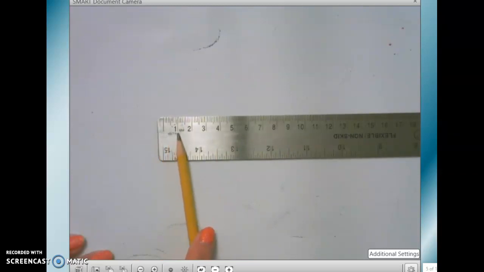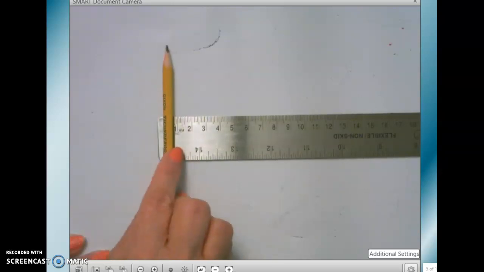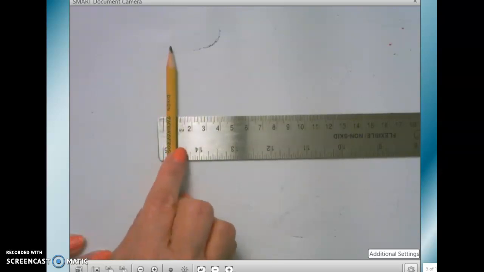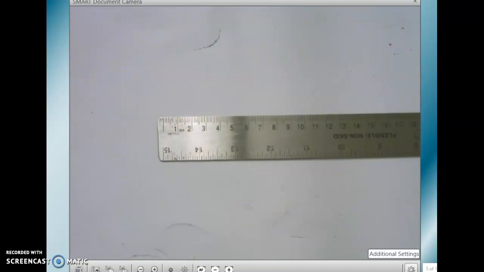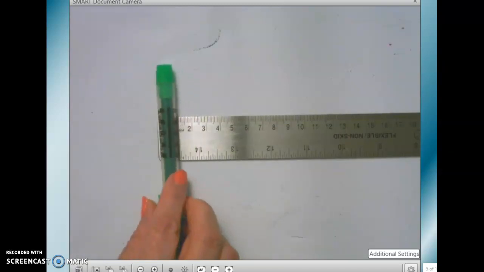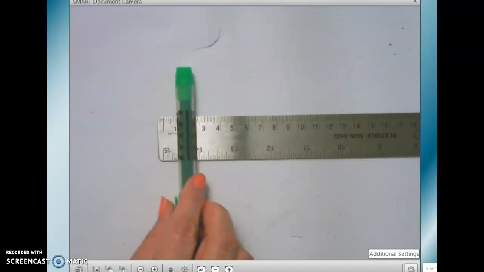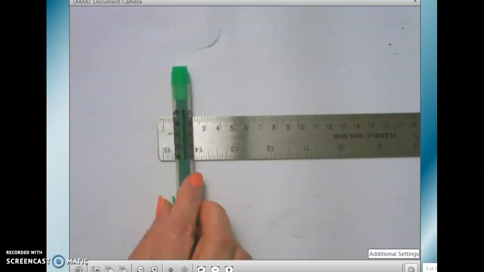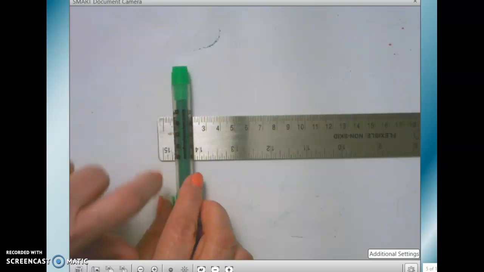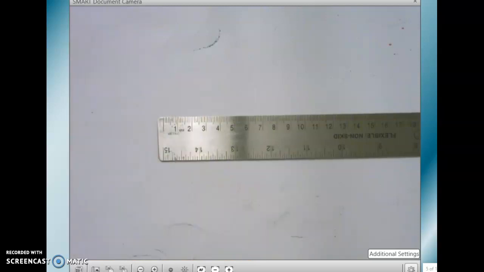I was trying to find something that's 1 centimeter. A pencil's a little smaller than a centimeter. I found my highlighter fits pretty well there. The width of my highlighter measures 1 centimeter, from the number 1 to the number 2, my highlighter kind of fits right in there. So the width of my highlighter is about 1 centimeter.